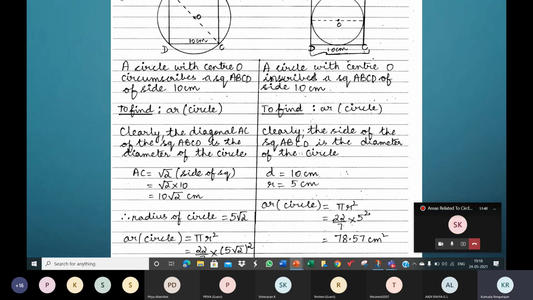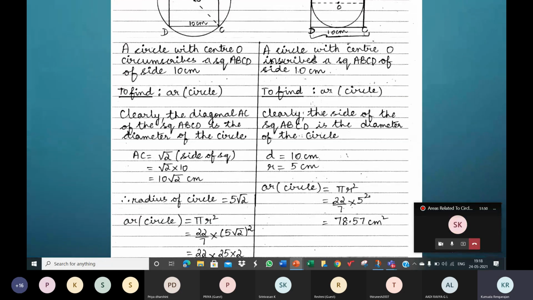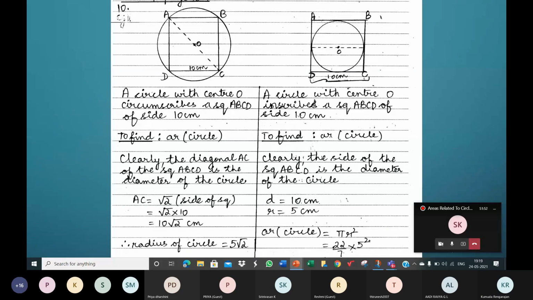So go through the working. This should be easy for you. Draw the figure. I'll show the complete working. In case you have any questions, you can ask me. This is simple for you to understand. You have any clarifications, please ask me.